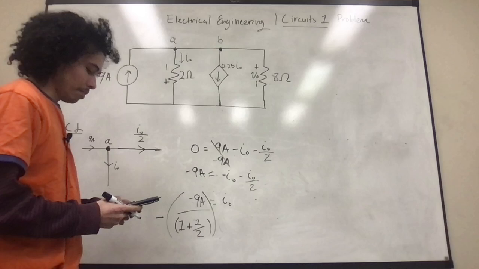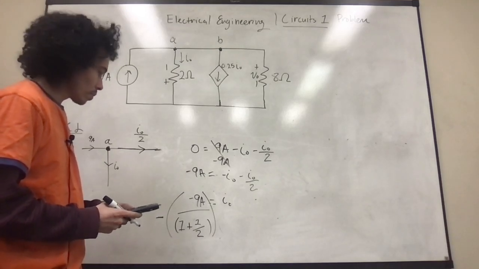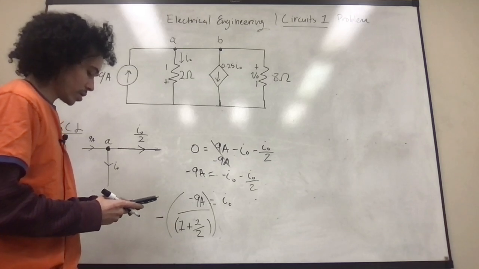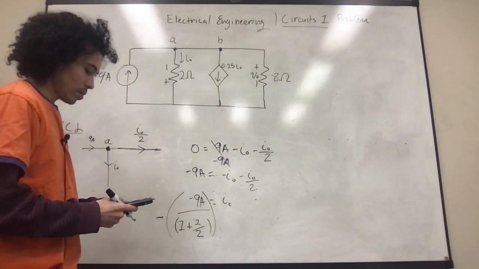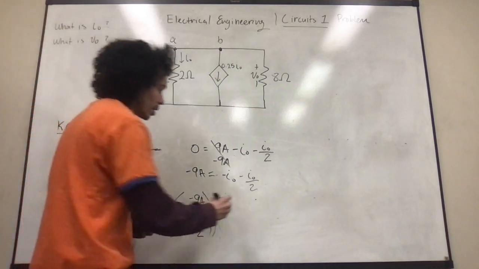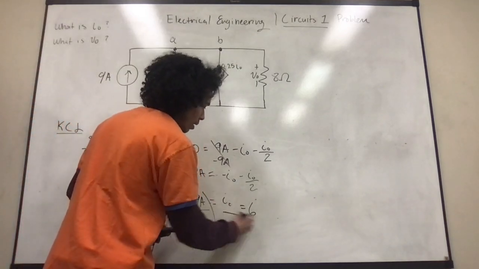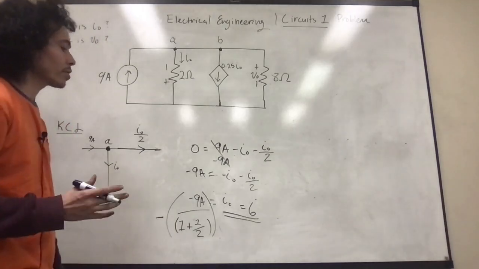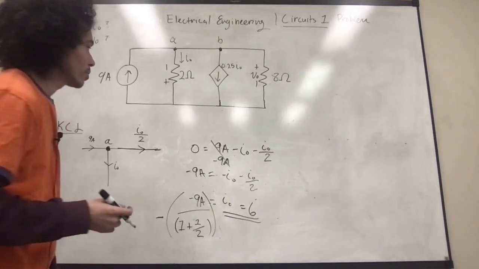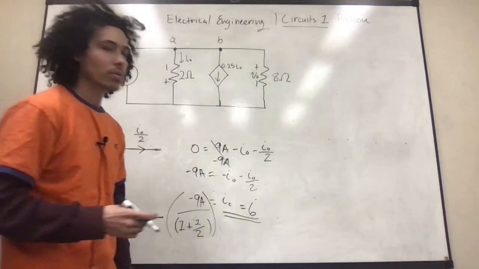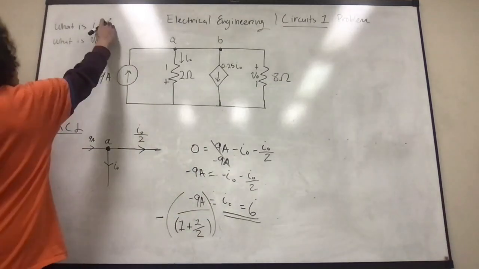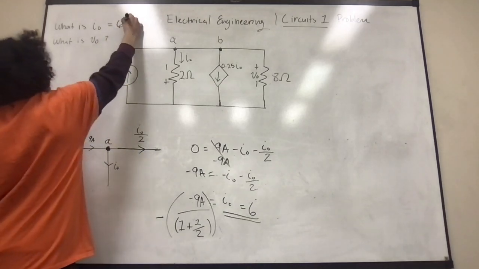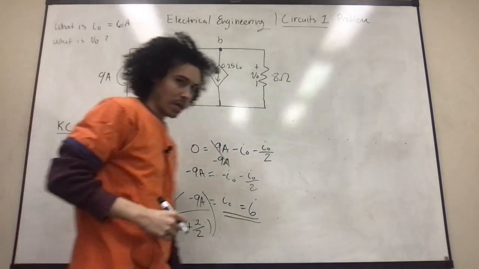-9 over parentheses 1 plus 1/2. And we get that I naught is equal to 6. There you go. So that is our first part of the problem, figuring out what I naught is. So we're going to go up here, take the question sign out, and now we know it's equal to 6 amps. That is the unit of current.